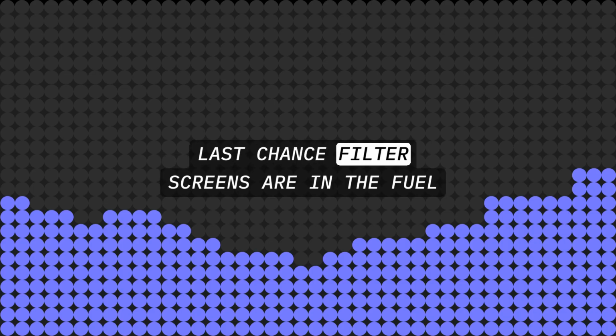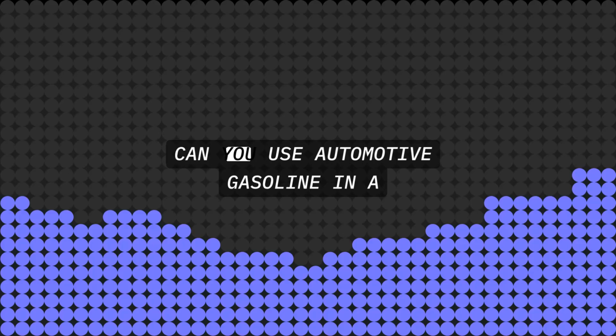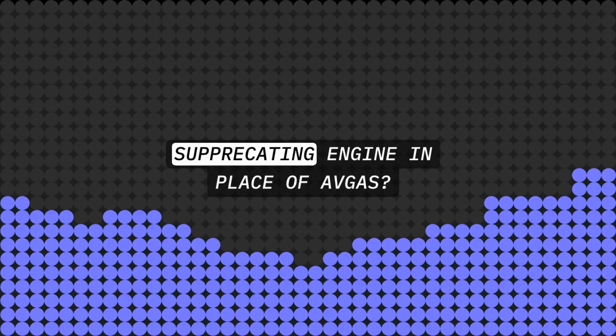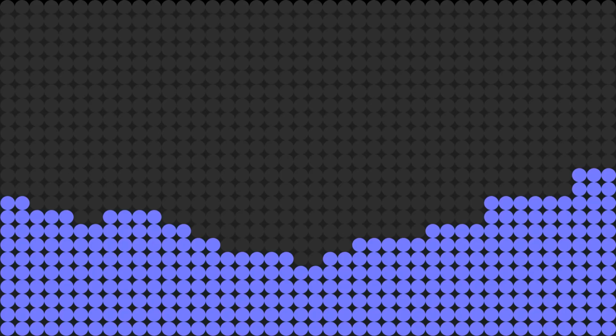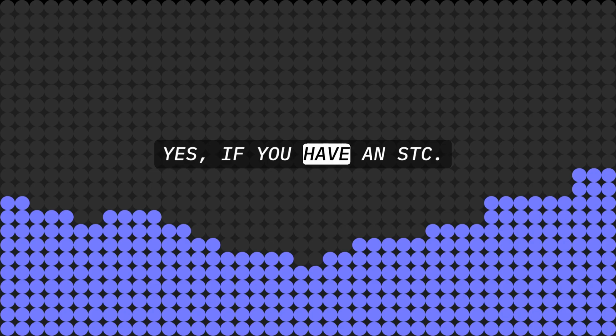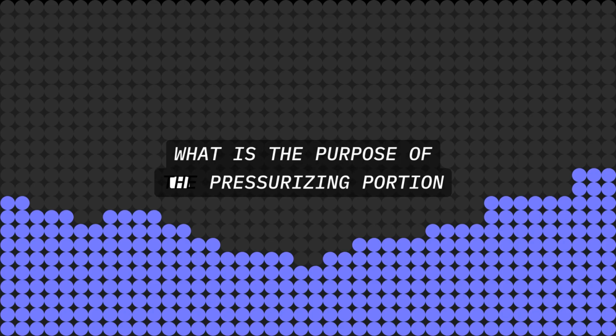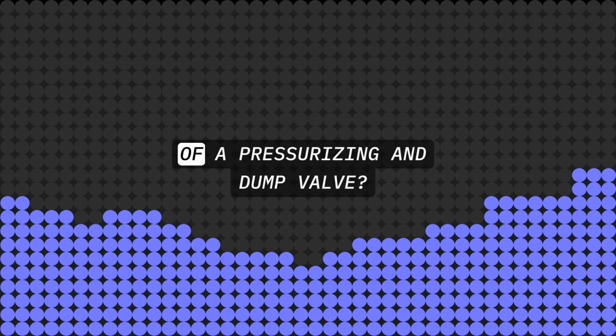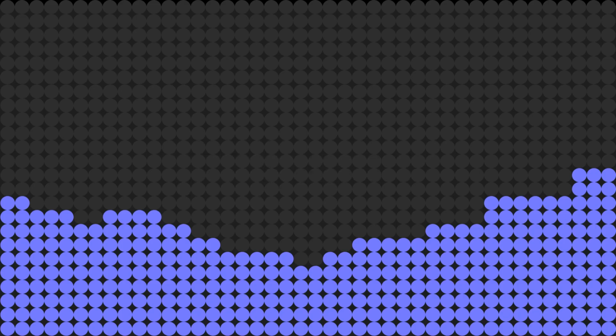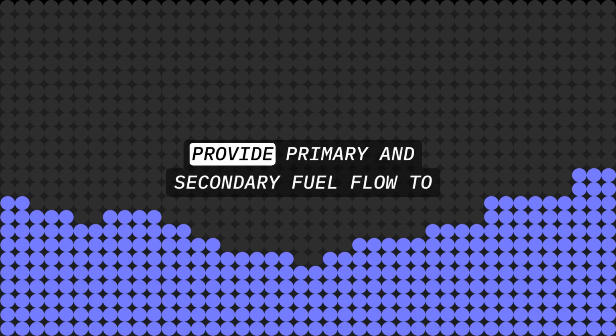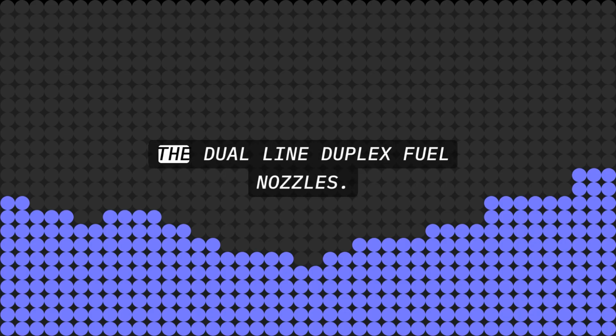Last chance filter screens are in the fuel controls. Can you use automotive gasoline in a reciprocating engine in place of avgas? Yes, if you have an STC. What is the purpose of the pressurizing portion of a pressurizing and dump valve? To provide primary and secondary fuel flow to the dual-line duplex fuel nozzles.